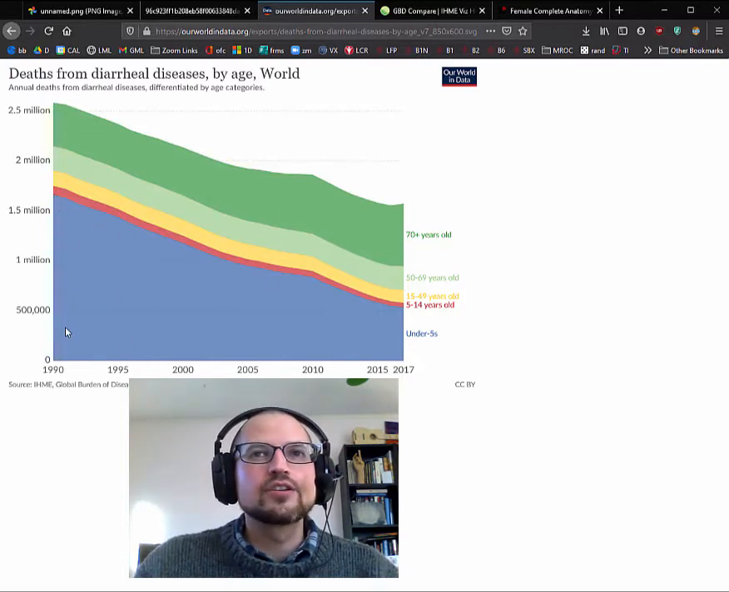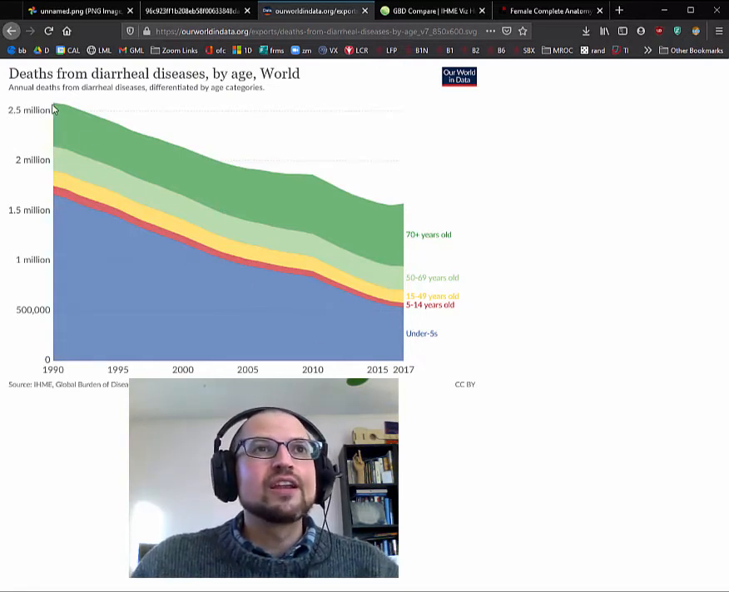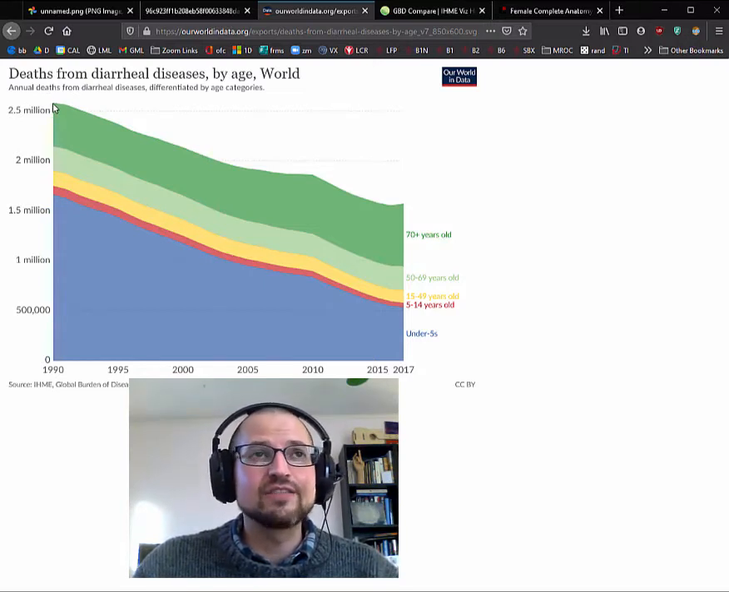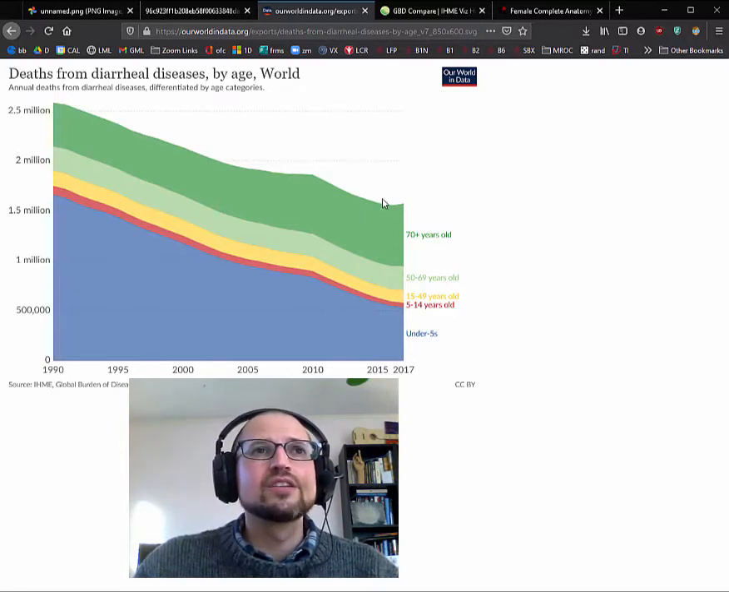So you can see children under 5 make up, in 1990, the majority of deaths due to diarrheal diseases. And by the time we get to today, they still make up a very large chunk, but we can see that most deaths from diarrheal disease are among the elderly and the very young, so the very young and the very old. We can see that in 1990, we had worldwide 2.5 million deaths per year from diarrheal disease. That's a lot of deaths per year, one of the leading killers. And today, we see about 1.5 million deaths per year. So that's a significant decrease in about 30 years, but it's still a major cause of death, especially among the very old and the very young.